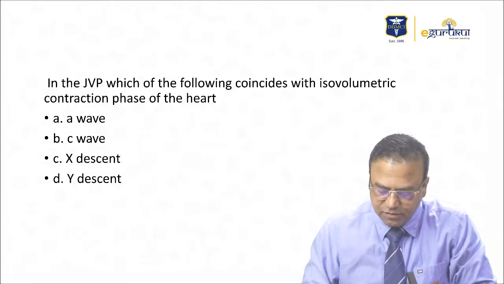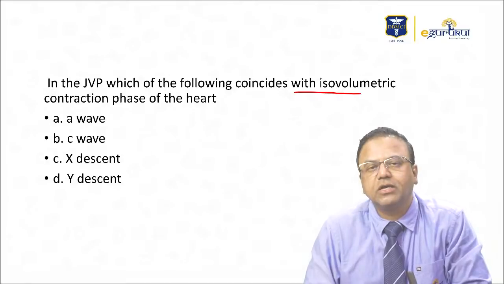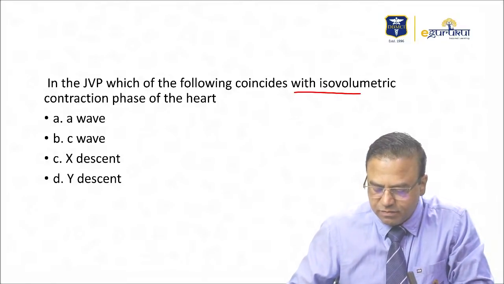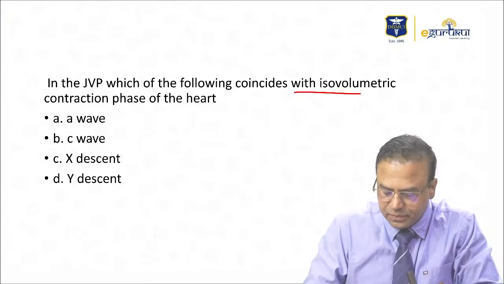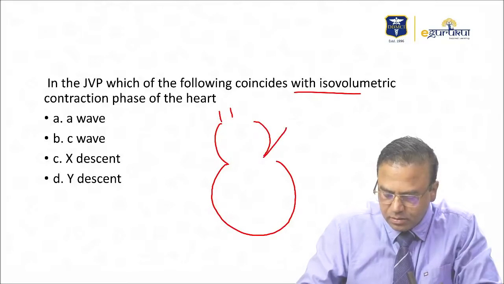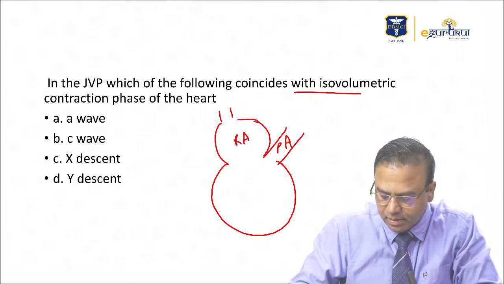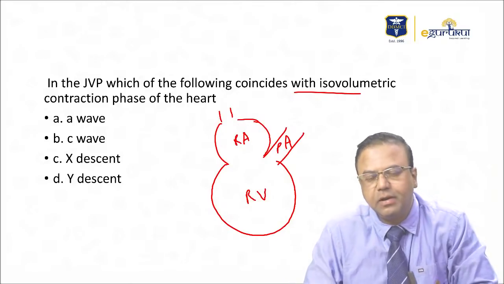As far as the first question is concerned: in JVP, which of the following coincides with the isovolumetric contraction phase of the heart? As we've discussed in the classes, the JVP gives a good idea about what is happening in the right heart, and it looks at the right heart pressures. To give you a simple diagram, this is the right atrium, the right ventricle, and the pulmonary artery.